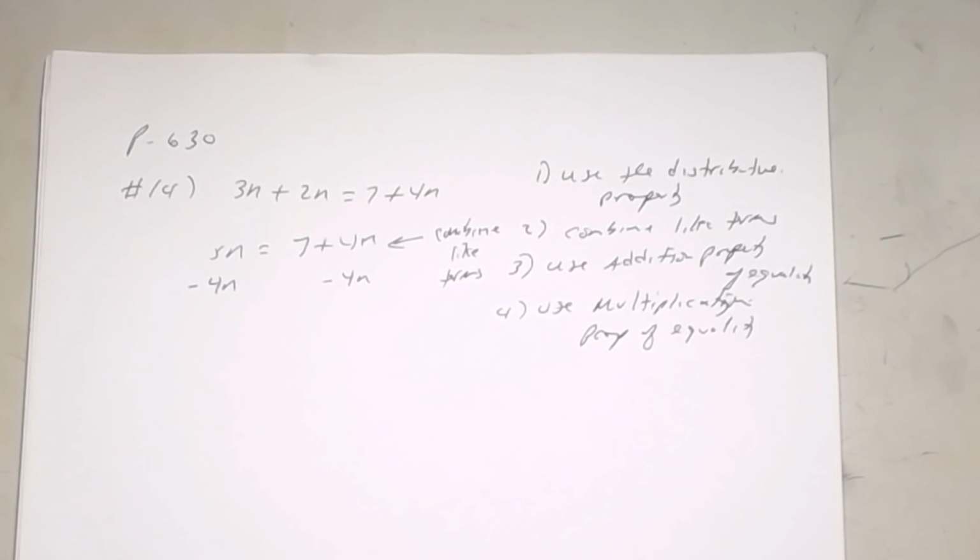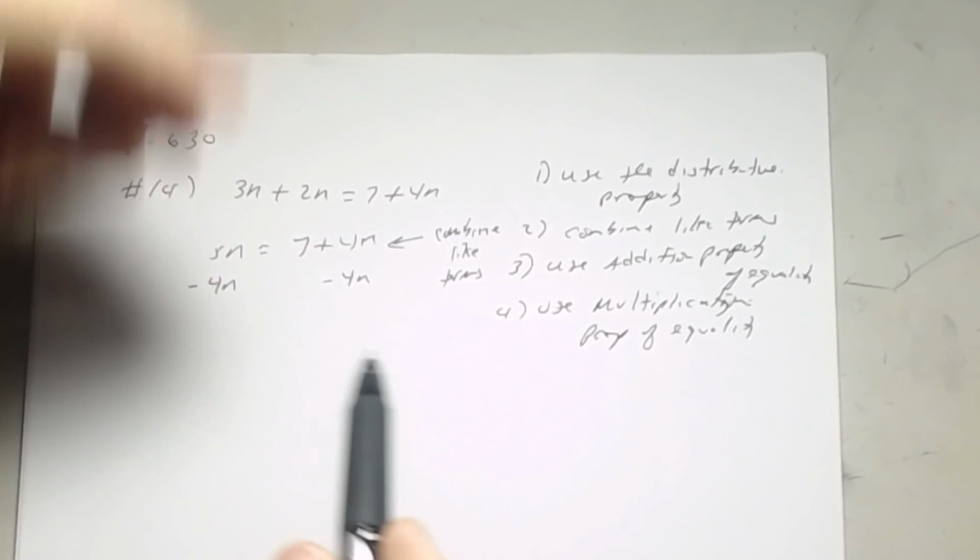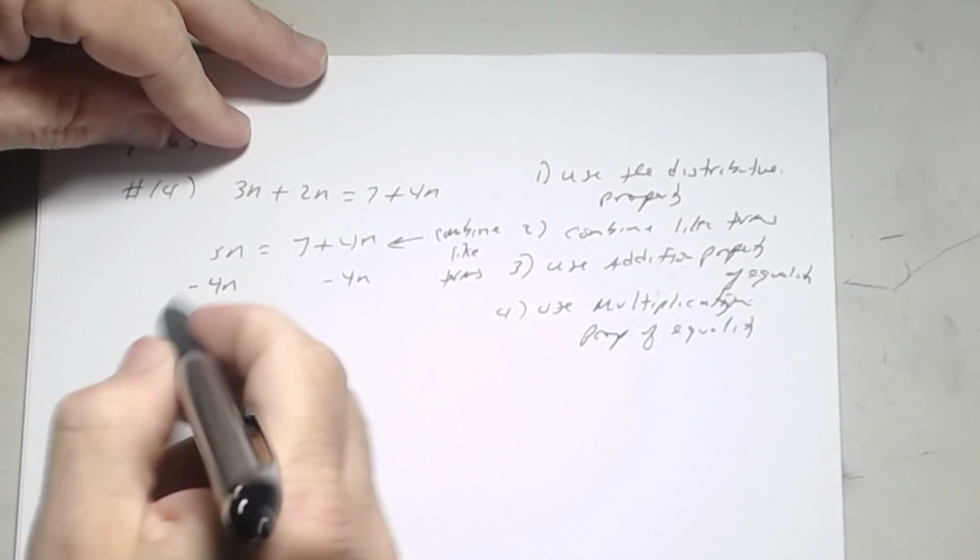Now, the next step, if you recall from a previous lesson, is to combine like terms. Don't do the multiplication property just yet. The next step is to combine like terms. You're going to notice that every time you use the addition property of equality, the next step is to combine like terms. And I can here, because what's 5n minus 4n?